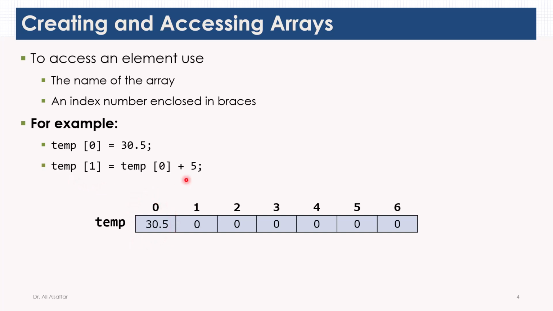In this statement, we are reading the value at index 0, which is 30.5. We add 5 to it, and then we save the result into the variable that is at index 1. We are printing temp1. Temp is the name of the array and 1 is the index. So in fact, the print statement is printing the value of the variable at index 1, and this value is equal to 35.5. Therefore, println will print 35.5 on the output screen.